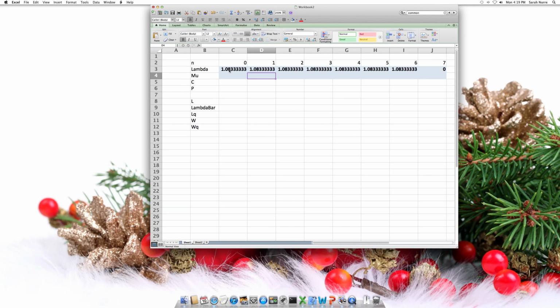For mu, because I have 2 servers, I need to be careful on what my transition is backwards. And so for mu 0 here, I have a 0. For mu 1, I know I can have 1 going backwards, because essentially only 1 server would be busy. But for all the rest, I can have a rate of 2, because I have 2 servers.